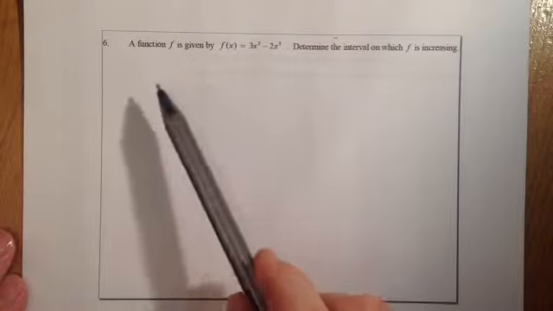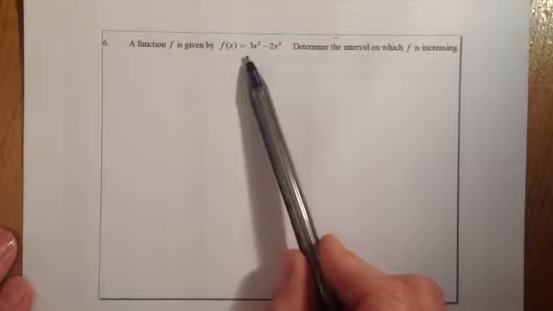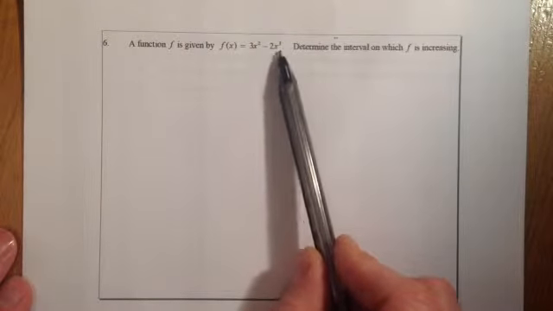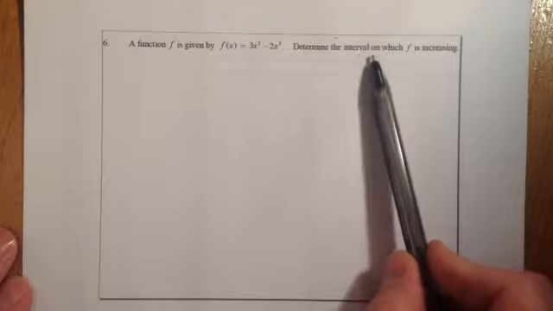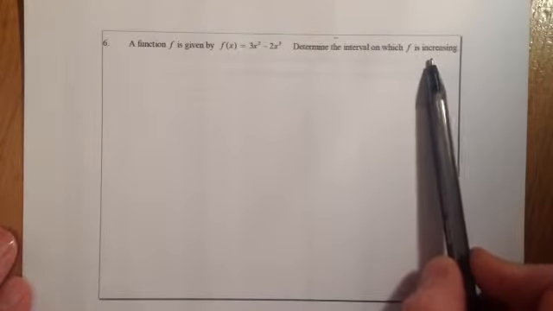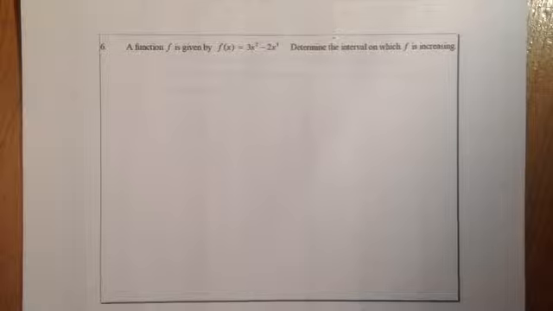Right, so a function f is given by f of x is equal to 3x squared minus 2x cubed. Determine the interval on which f is increasing. So you can freeze the video and try the question and I'll show you the solution. We're just going to get started on this one now.